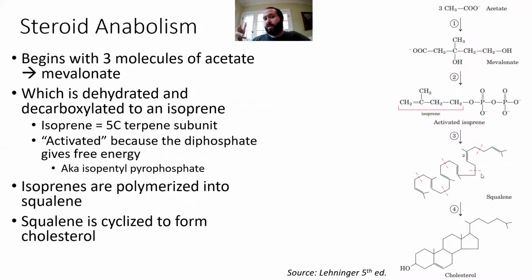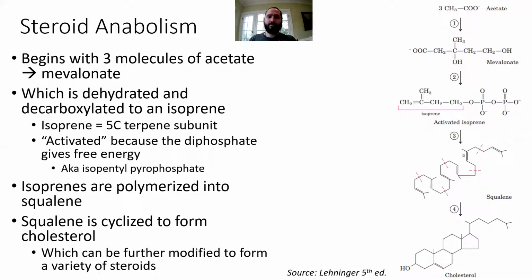Now, they're not expecting you to have memorized this pathway for sure. However, it is good to be able to recognize these because you get to your correct answer choice faster. Any questions on steroid anabolism? So then cholesterol can be functionalized into a variety of different steroids.